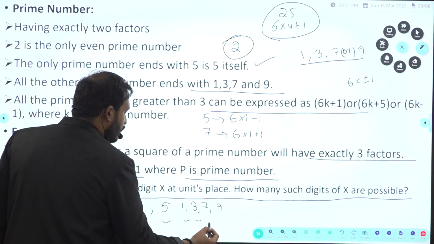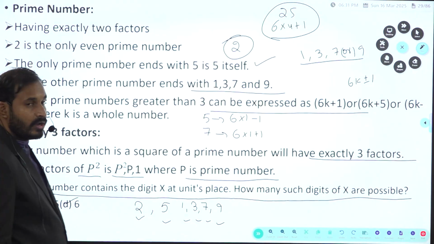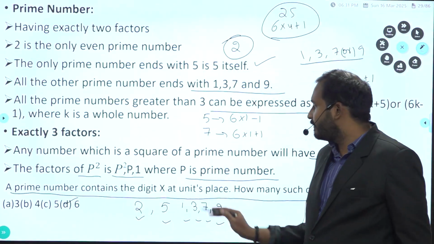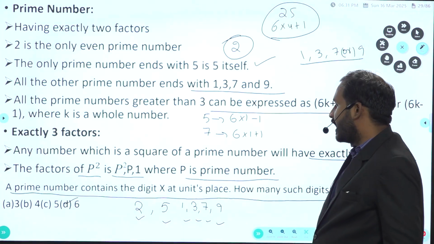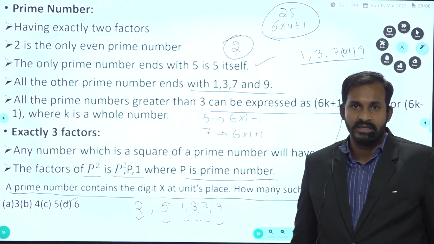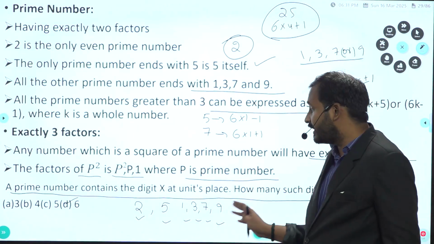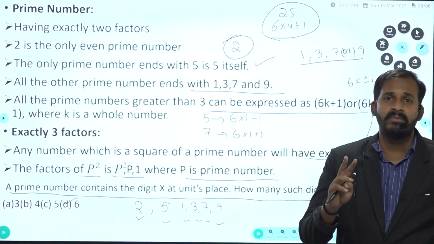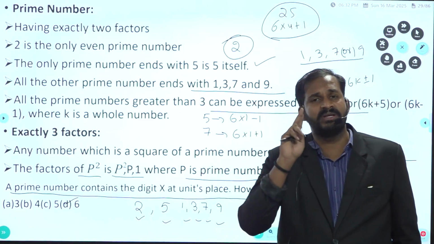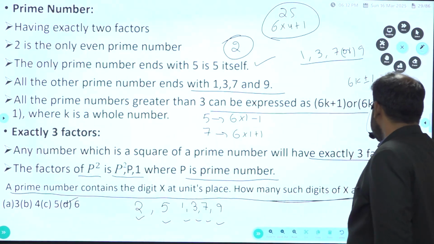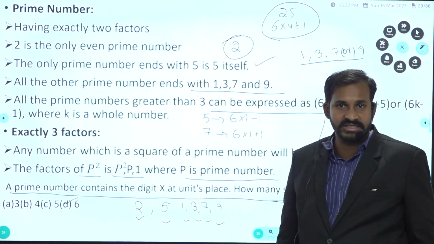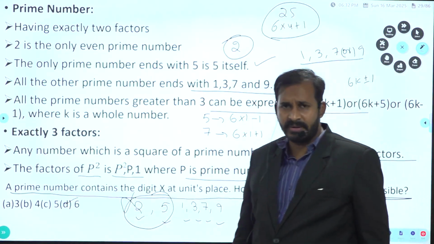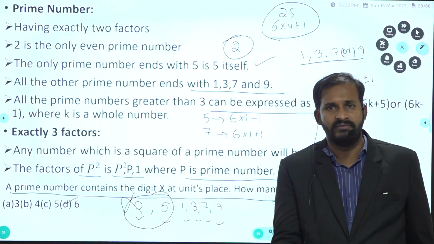That means for the units digit x, how many possibilities are there? 1, 2, 3, 4, 5 and 6. 6 possibilities are there. For example, the same question: the prime number contains the digit x at units place and x consists of a minimum of 2 digits. Then how many such digits of x are possible? In that case, 2 and 5 will get eliminated. Why? Because the prime numbers which end with 2 and 5 are 2 and 5 only, which are 1-digit numbers.